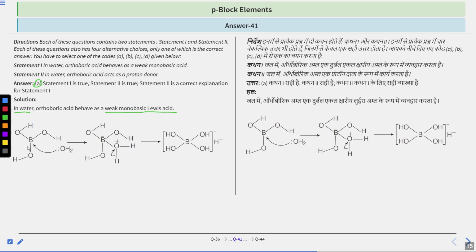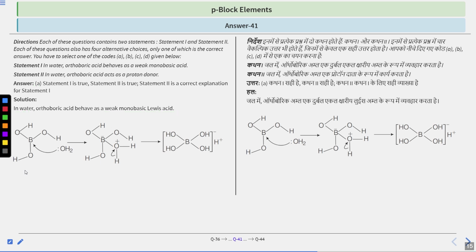One molecule of water attacks the boron at the center, and it will form a bond with the oxygen, and a positive sign will come on the oxygen, a negative sign will come on the boron, and then it will form this complex which is [B(OH)4]- H+. Okay, so in water, orthoboric acid behaves as a weak monobasic acid, and in water orthoboric acid acts as a proton donor. Both the statements are true and statement 2 is the correct explanation for statement 1. Thus our option A is the correct answer.